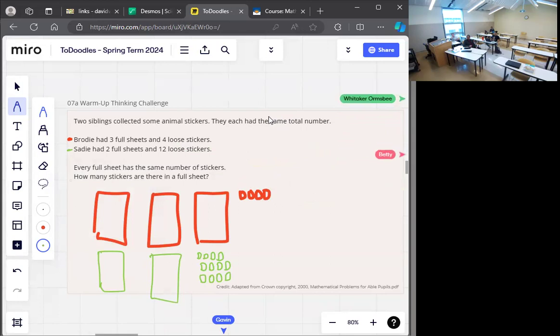And the question is, how much are there total? How much is on a sheet? So is each sheet maybe 6 stickers? Or 7 or 12? How do we know how many is on a sheet?